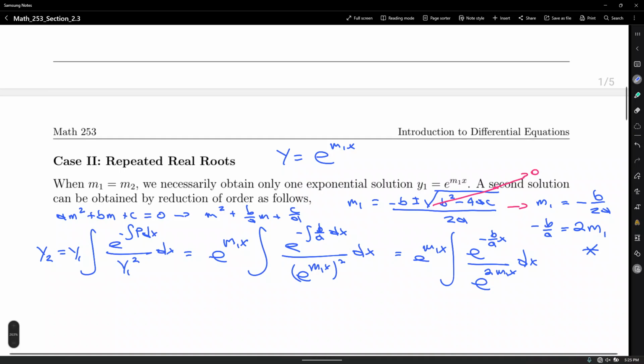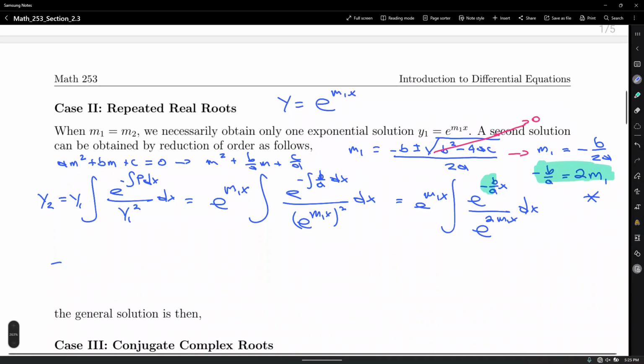All right. Remember we saved this for later? Remember we said we're going to use it for later? Well, it's now or never, guys. Substitute this coefficient with a 2m sub 1, okay? And so we get e to the m1x integral of e to the 2m sub 1 x over e to the 2m sub 1x dx.